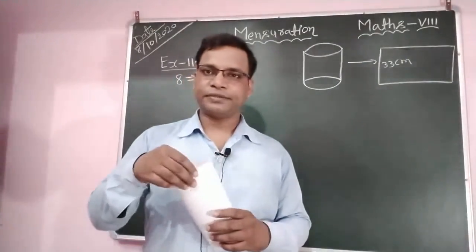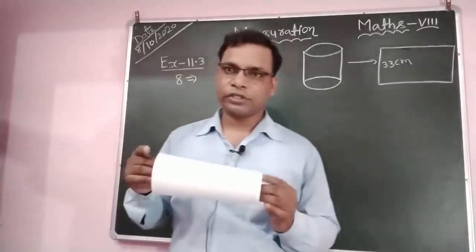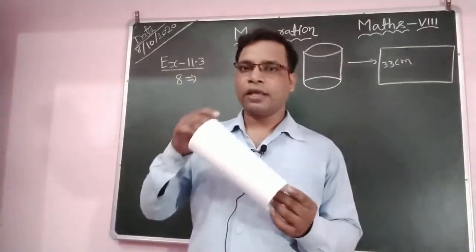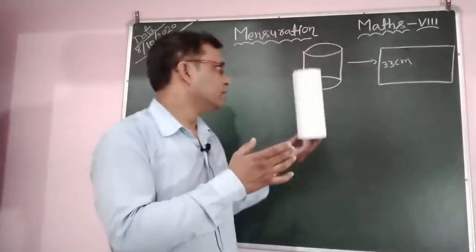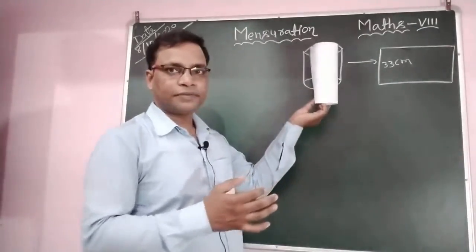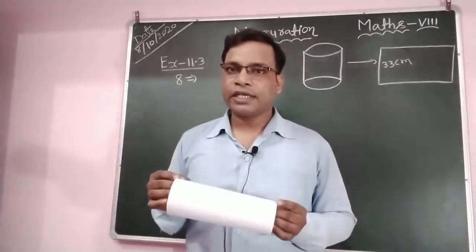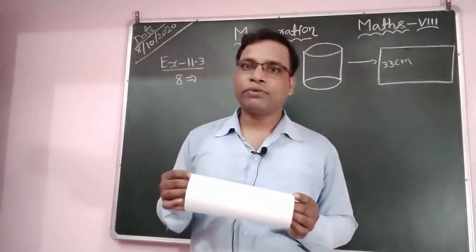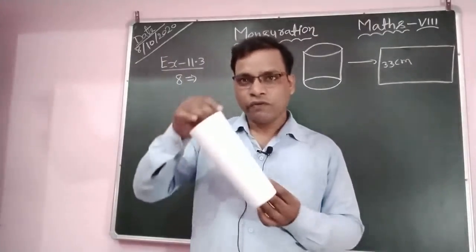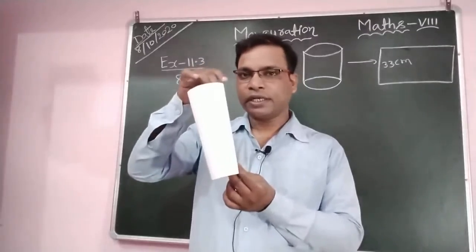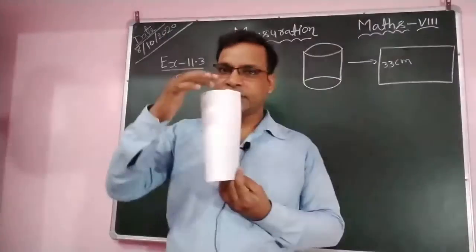So you can see this is the hollow cylinder. According to this question, this is the hollow cylinder, and its lateral surface area, you can say curved surface area, is given as 4224 centimeter squares. When you cut it, then it becomes a rectangular sheet.